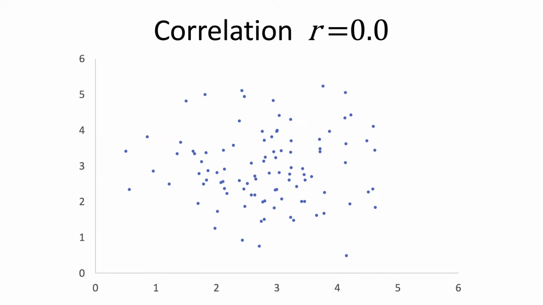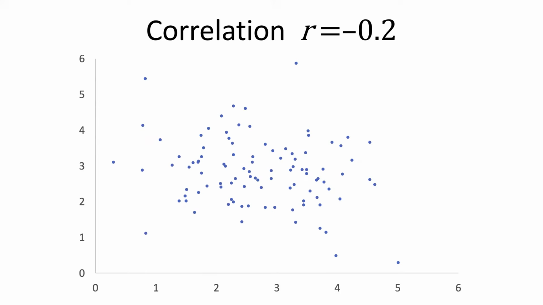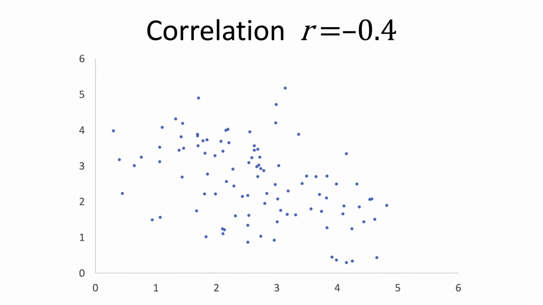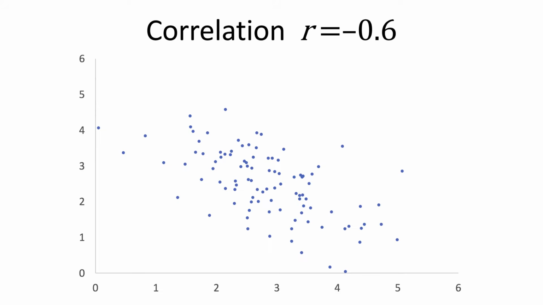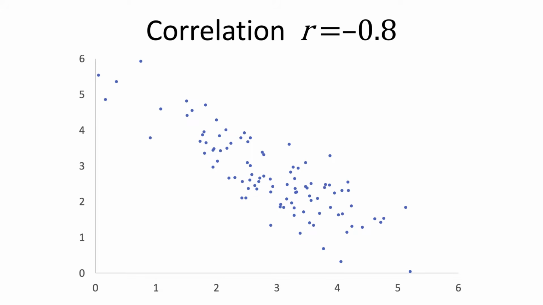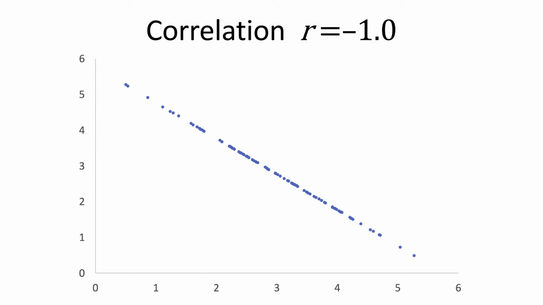As we move from 0 to -1, from -0.2 to -0.4 to -0.6, we're starting to see a trend again, but this time it's in the opposite direction. We're noticing a negative trend where, as the x values increase, the y values decrease. As we get closer and closer to -1, the negative relationship becomes stronger and stronger. At -1, we have a perfect negative relationship. As x increases, y decreases for every single point.